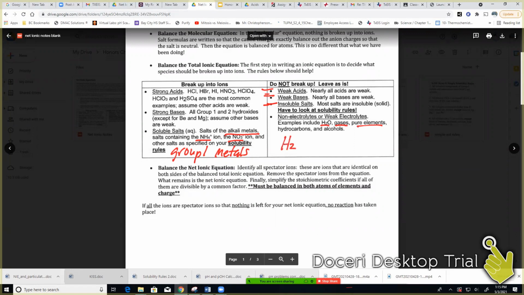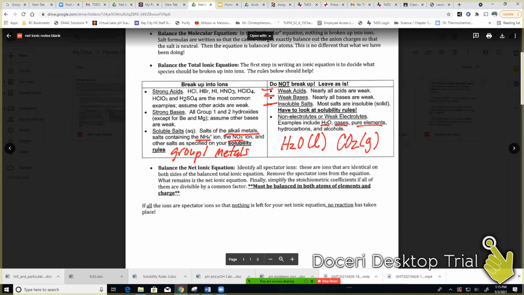So we'll be doing water a lot. Water will be a liquid, and liquids do not ionize. And then you may see some common gas. Those don't ionize because, of course, they escape from the solution before that would happen. And pure elements are in the states that they exist in on the periodic table, and that would include your diatomics.